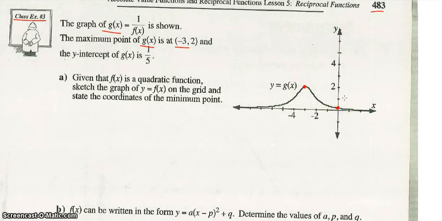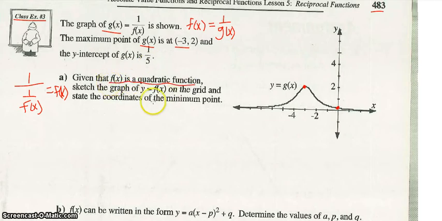So what does it tell me? If g of x is the reciprocal of f of x, then f of x is also the reciprocal of g of x. Do you realize that? Because if you take the reciprocal of the reciprocal, it becomes itself. So the relationship between reciprocal functions is that if you reciprocate again, it becomes itself. Given that f of x is a quadratic function, they want you to sketch it, and later work out the equation. All right, let's do it.